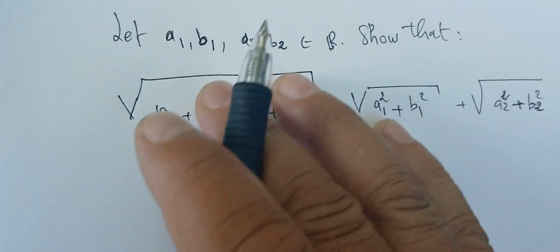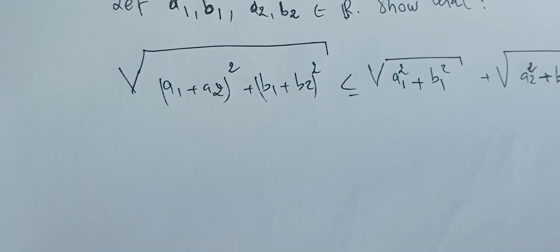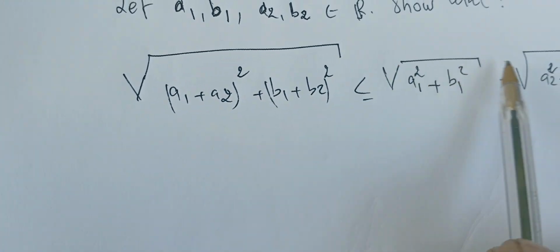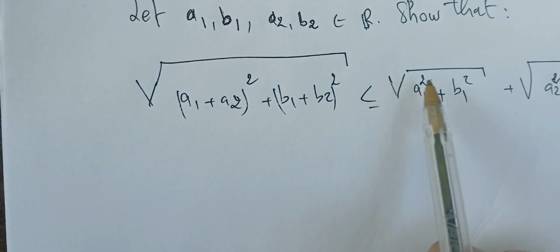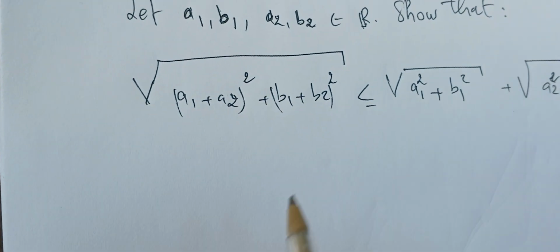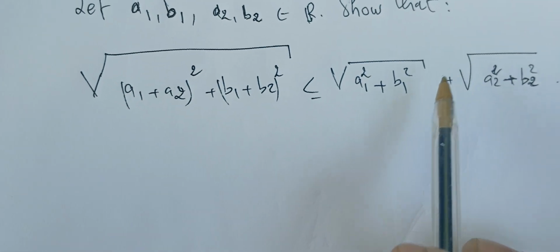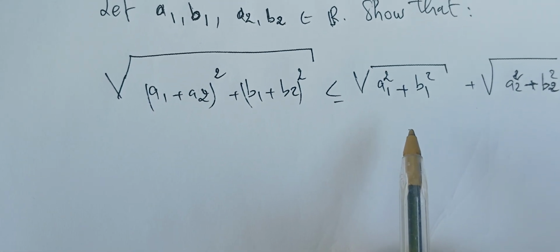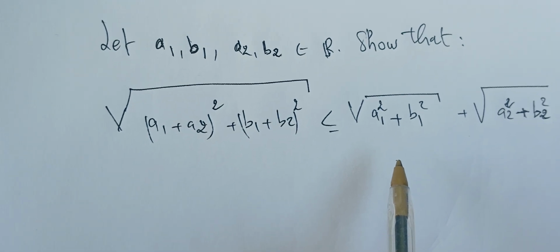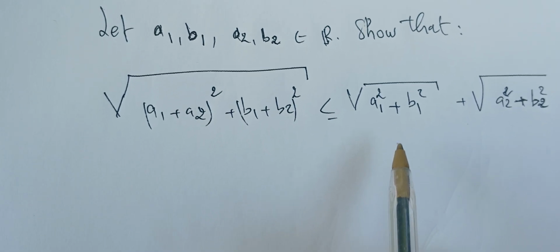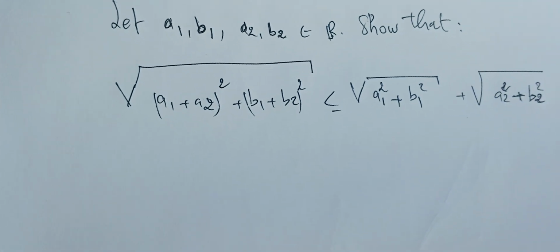If we look carefully, we see that we have the square root on both sides. One way of solving this problem is that we can square both sides, but doing so will require a bit of work. Instead of that, we're going to take a geometric approach to this inequality.